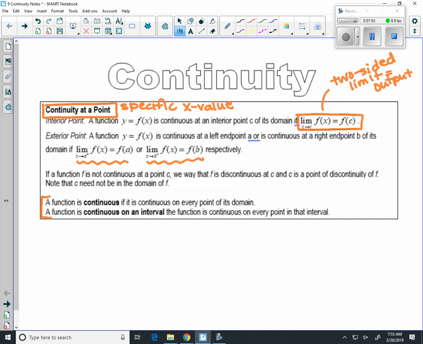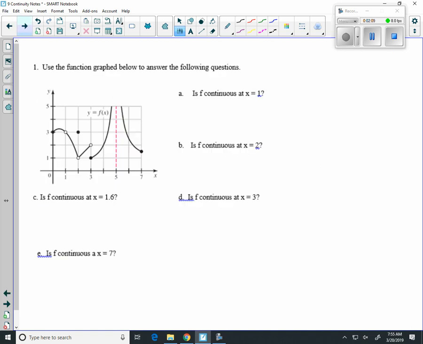Again, when you get into calculus, you're going to be talking about whole functions on kind of a bigger scale and whether they're continuous over their domain or not. Today, and in this unit, we are really just focused on specific x values. So let's do a couple examples.